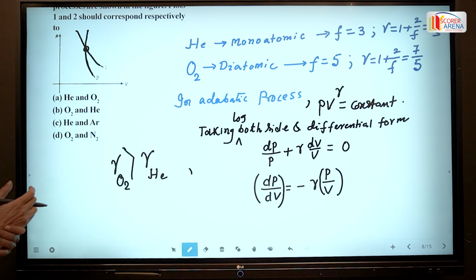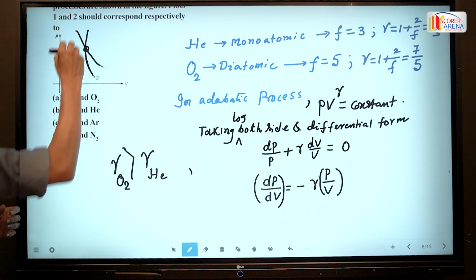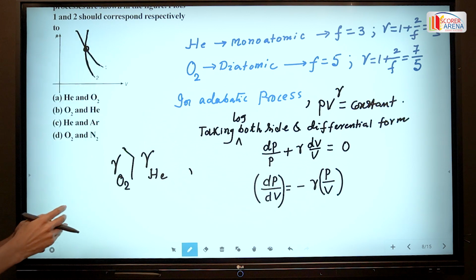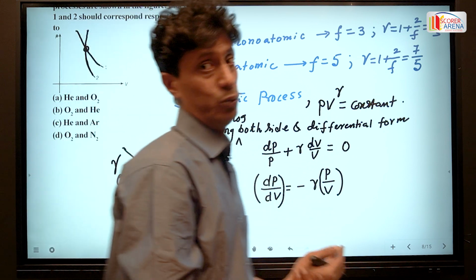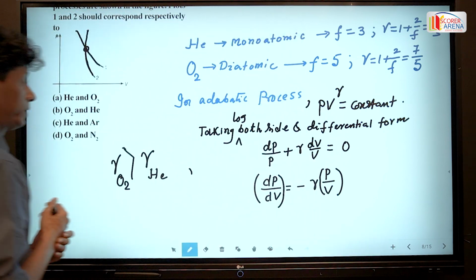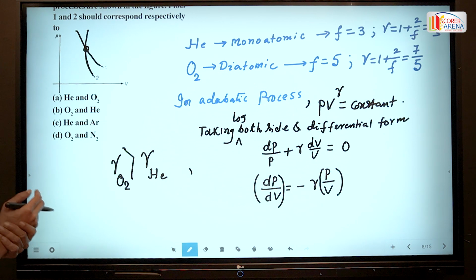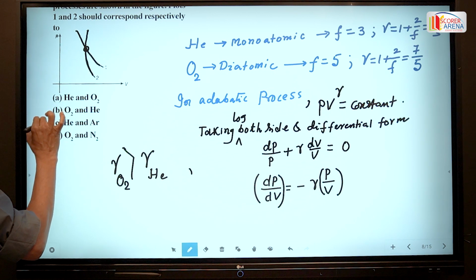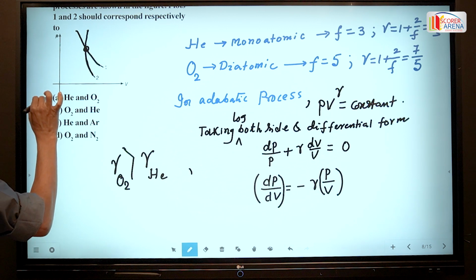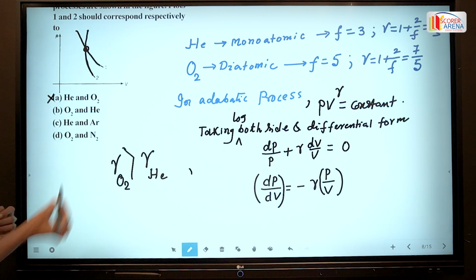In the diagram as shown in the figure, graph 2 is stiffer than graph 1, so it should have the gamma with greater value. So therefore, graph 2 should correspond to the diatomic gas and graph 1 should correspond to the monatomic gas. So therefore, our option A is not correct.